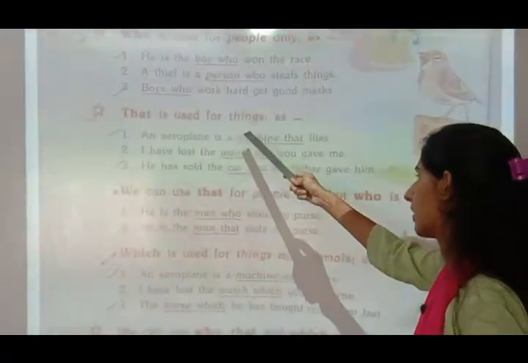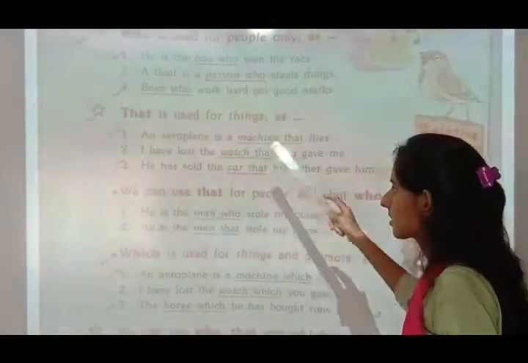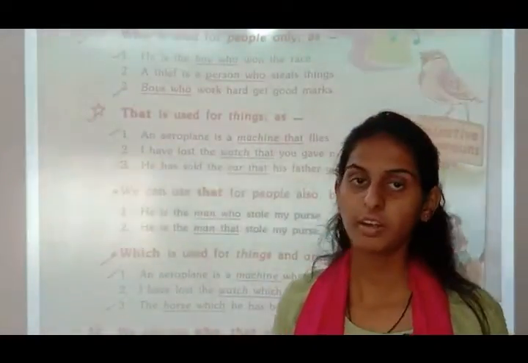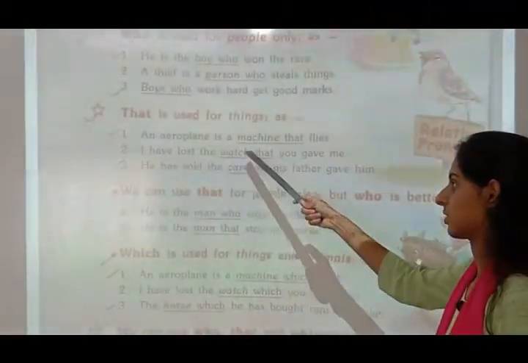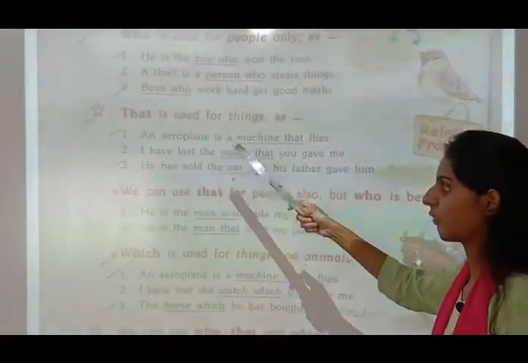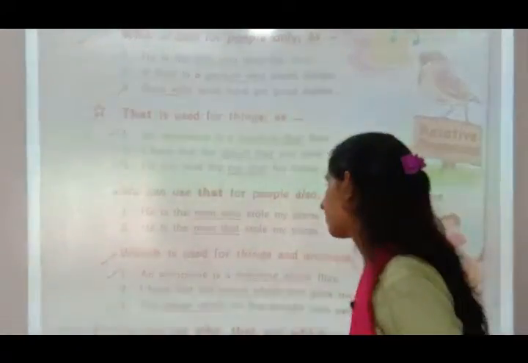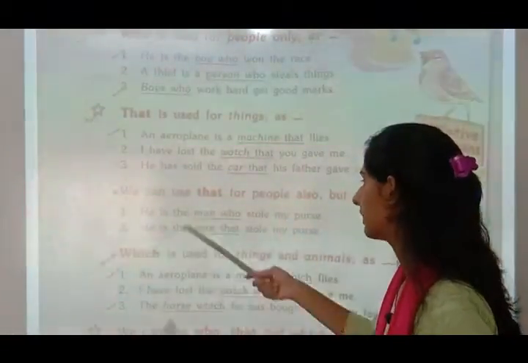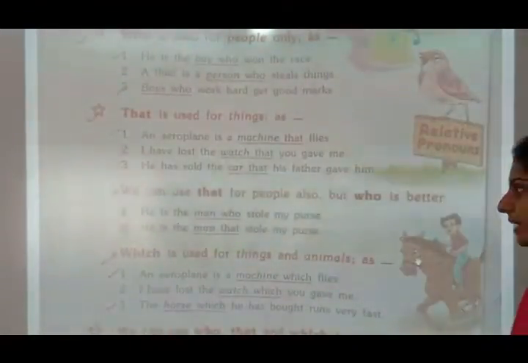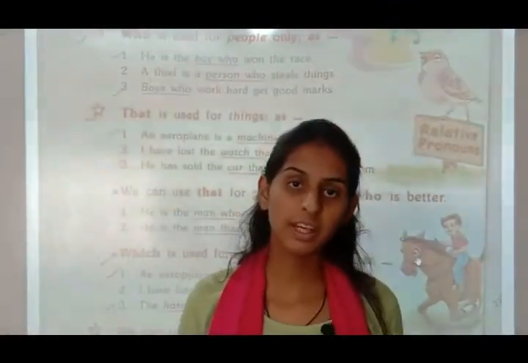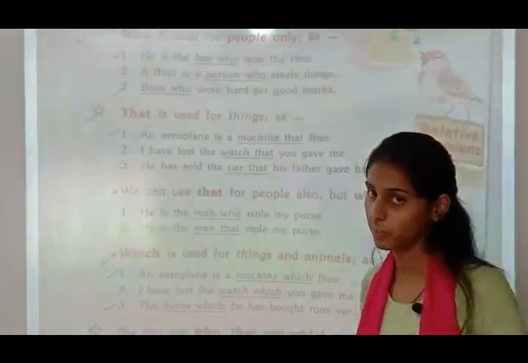That is used for things, as in: an aeroplane is a machine that flies. So here machine is what? A thing. We are using that with things. I have lost the watch that you gave me. So machine, watch, car, these are all things, and we have to use that when we are talking about things. Now here we can use that for people also, but who is better. So this is telling that we can use that with people also, but it doesn't suit. So we are using who, which is better.